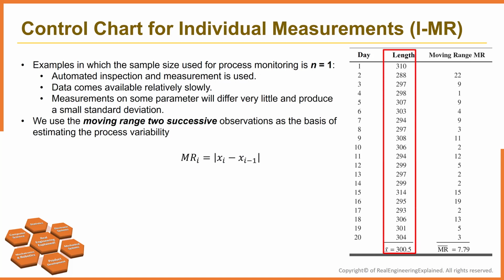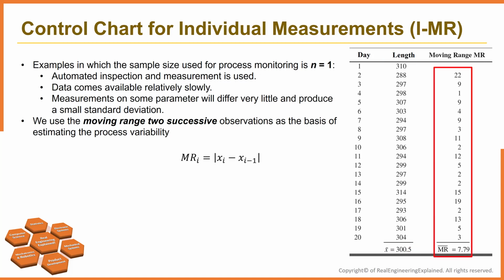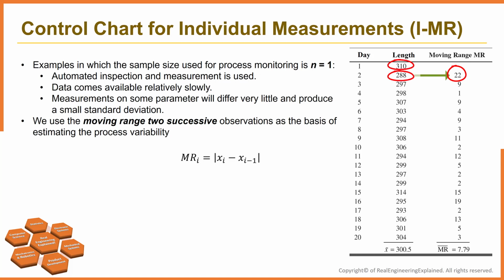For example, for these data, the sample average of 20 observations is 300.5. The average of the moving ranges of 2 observations is 7.79. To find the moving range for each observation, for example for this one, subtract 288 from 310, and so on.